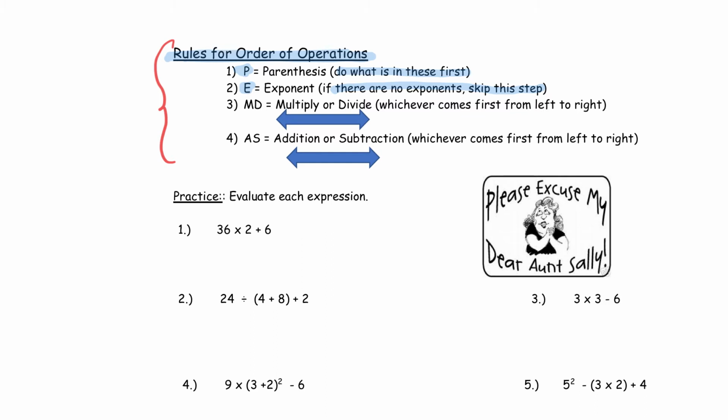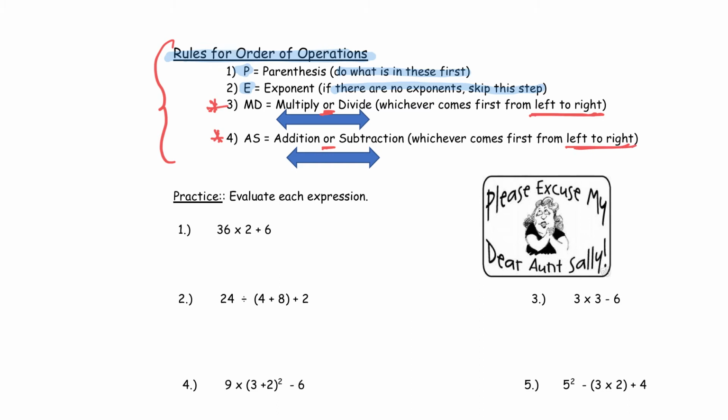Now, step number 3 is very, very important. MD, multiplication or division. You multiply or divide, whichever comes first in the problem from left to right. So if there is a division sign before the multiplication sign, you definitely have to divide first. And then lastly, step 4 is going to be addition or subtraction, whichever comes first in the problem from left to right. It's the same thing.